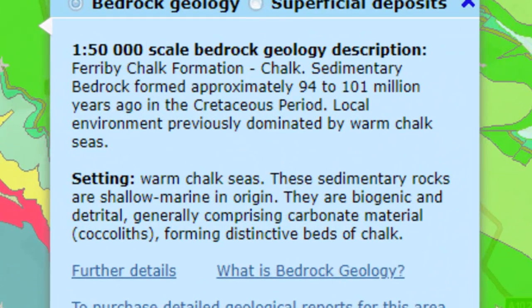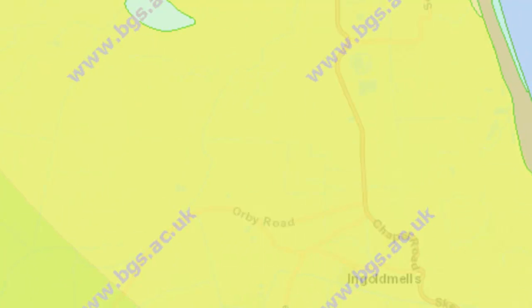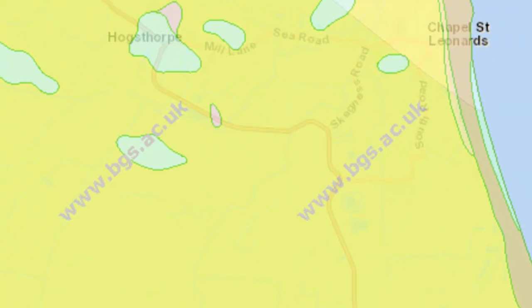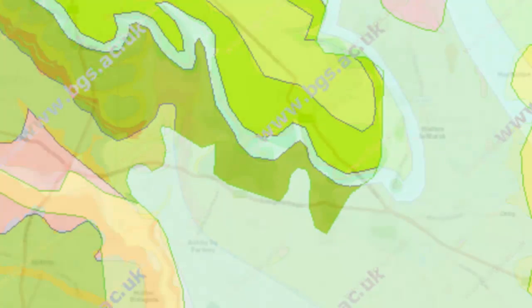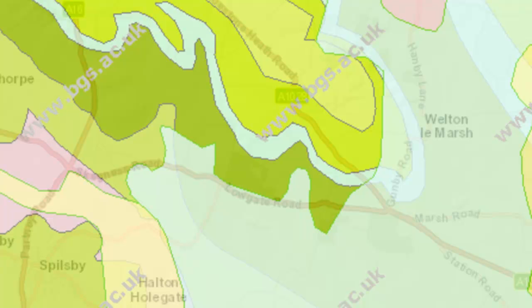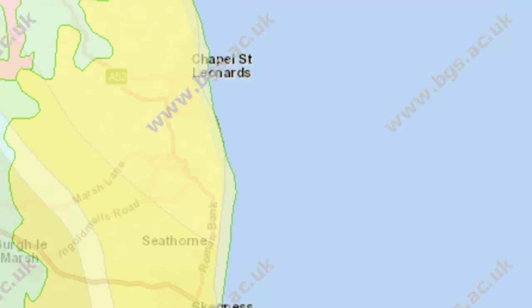Again, chalk formation, this is up. So I'm wondering, it certainly works for, I know, the bedrock round where we live, on this coast here. Oh, that's a bit different. Kimmeridge clay formation, never heard of it. Mudstone sedimentary bedrock formed approximately a long time ago. Jurassic period. Oh, well, that's a good place to look for dinosaur remains, if it's that Jurassic period. Anyway, that's just one little app I thought we'd have a look at.